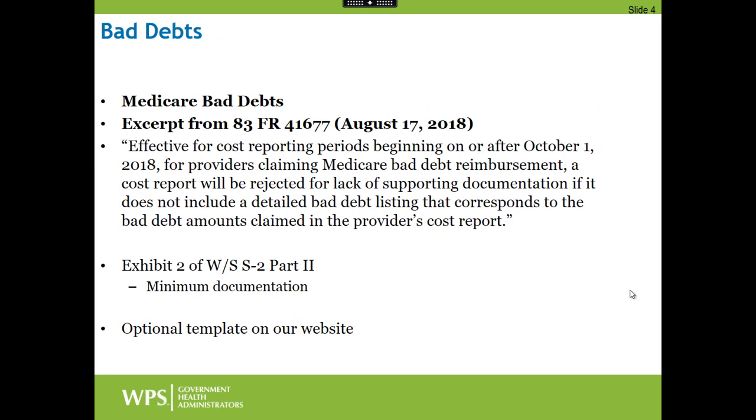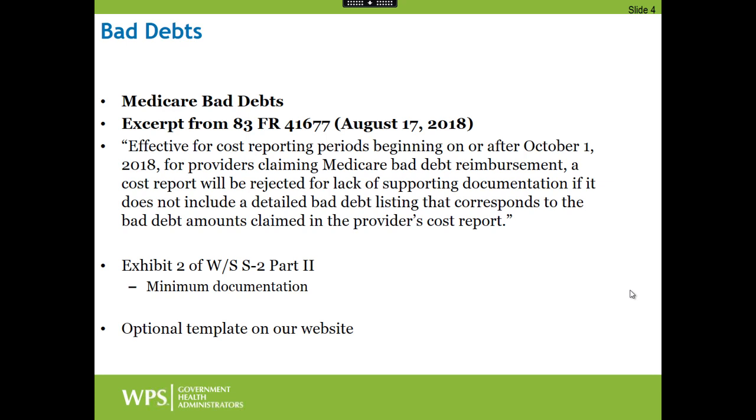So I'm going to go through each of the different sections here, and I have some excerpts from the Federal Register. So the first one I'll talk about would be the Medicare bad debts. So this paragraph I have right in the middle of this slide, it says effective for cost report periods beginning on or after 10/1/18, for providers claiming Medicare bad debt reimbursement, a cost report will be rejected for lack of supporting documentation if it does not include a detailed bad debt listing that corresponds to the bad debt amounts claimed in the provider's cost report.